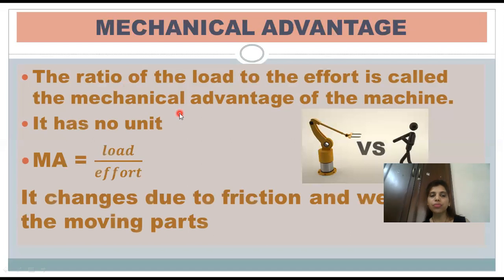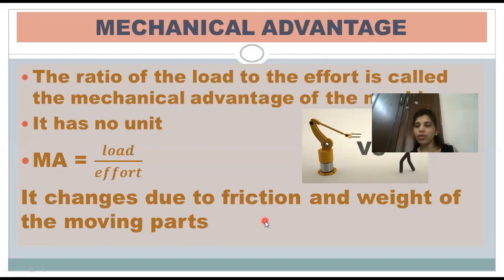Okay, so here you can see as it is a ratio of load to the effort, it has no unit, because load, as we have seen in the last slide, is denoted with the SI unit Newton, and effort is also denoted with the SI unit Newton. As Newton gets cancelled, it has no unit. Now you can see it changes due to friction and weight of the moving parts.